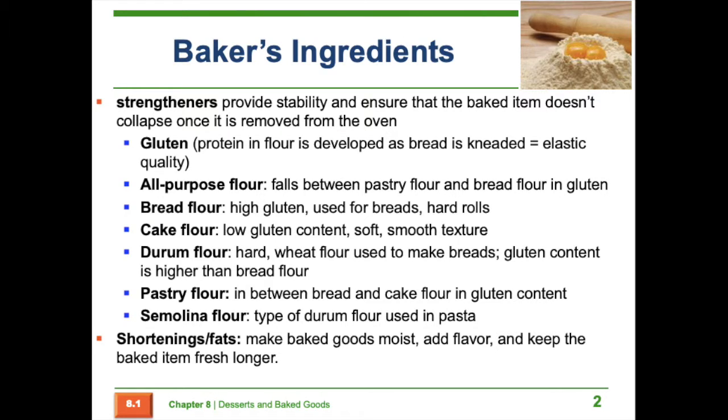Durum flour is really hard, and it's made from wheat. It's used to make breads, and its gluten content is higher than bread flour. Pastry flour is in between bread and cake flour. Semolina flour is a type of durum flour that we specifically use for pasta.